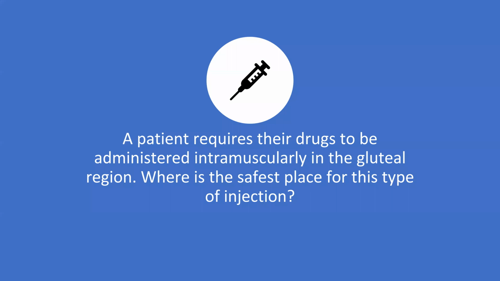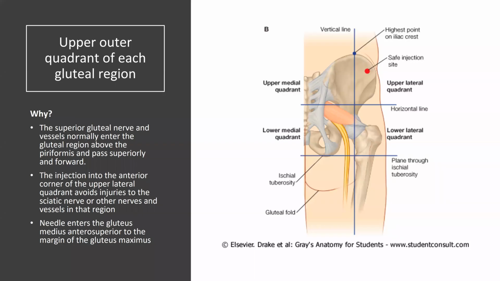And you're wanting to do something quite superiorly, just to avoid all of the major nerves and vessels that enter the gluteal region above the piriformis. So that means when you do an intramuscular injection in the gluteal region, you're going to be aiming for the upper outer quadrant of each gluteal region. You can see the area indicated in red. That's where the safe injection site is.